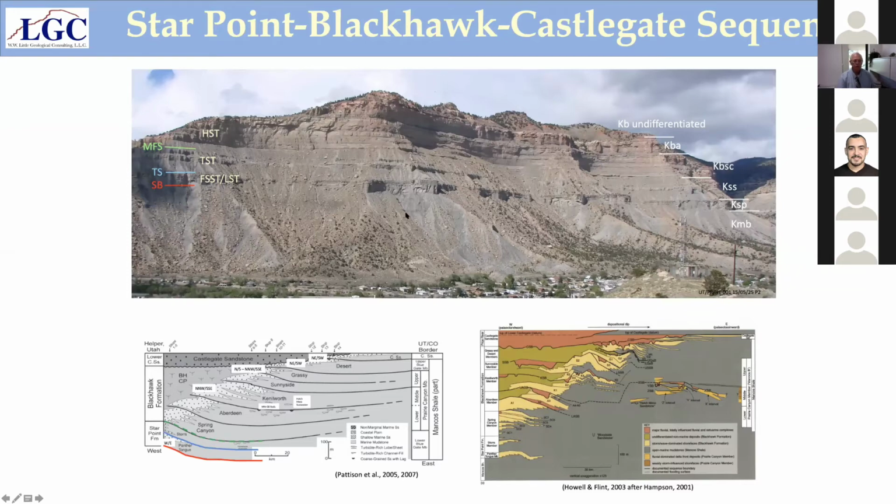But this down here, this delta, notice it looks a little bit different now from this perspective than the one that's up above, which is dominated by river processes, whereas this one is dominated by wave processes.